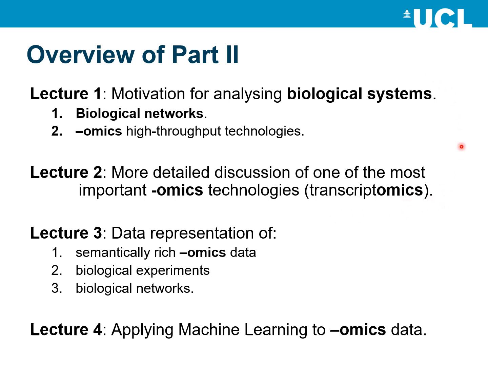From all of this information, one of the things which will become apparent is that the data for biological systems is complex. So we'll then in lecture 3 look at data representation. How do we represent the semantically rich omics data? How do we represent its biological experiments, biological networks? You see this is quite a complex topic, but we need to do proper machine learning of this type of area, biological systems.